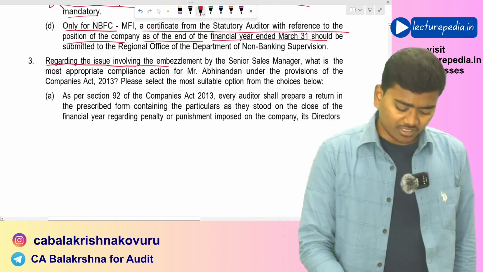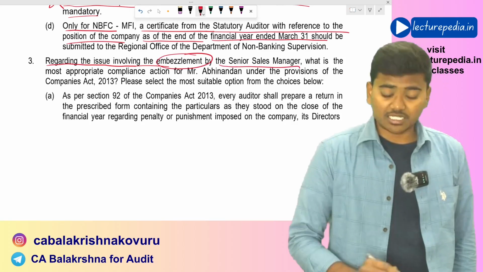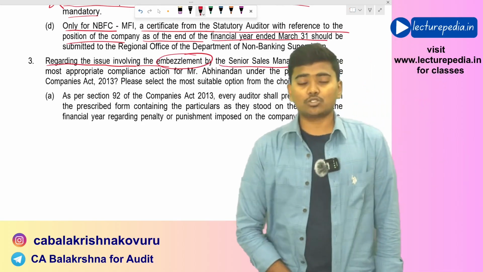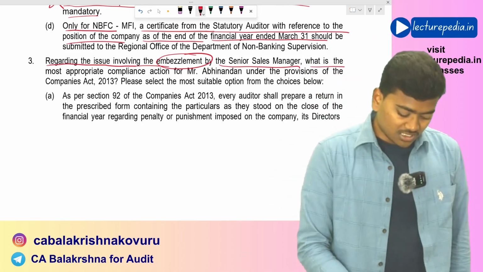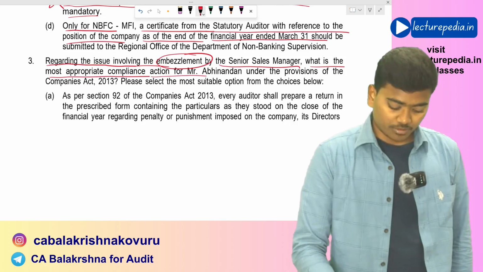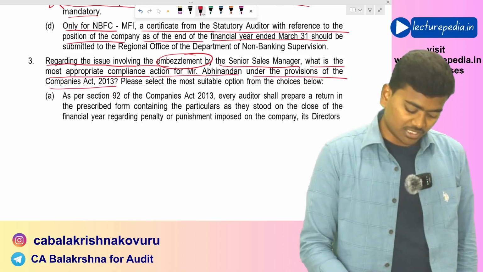Regarding the issue involving the embezzlement by the senior sales manager, I have told you now there was a fraud to the amount of 25 crores that has been found by the auditor. So what is the most appropriate compliance action for Mr. Abhinandan under the provisions of the Companies Act 2013?